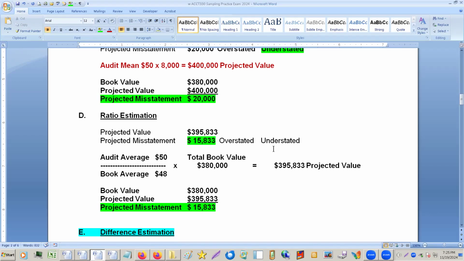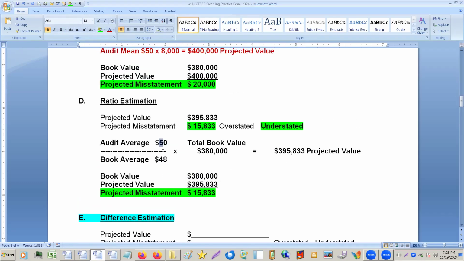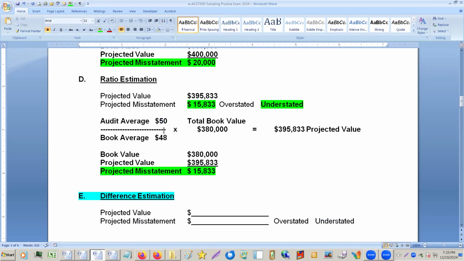Is that an overstatement or an understatement? We're saying it should be 395,000. Overstatement. It's just gonna be an understatement. I mean, I'm sorry, looking at the wrong thing. Yeah, we're saying they should be higher than what they have. So wait, what did I just say? It's an understatement. Yeah, it's understated by 15,000, according to what we came up with.